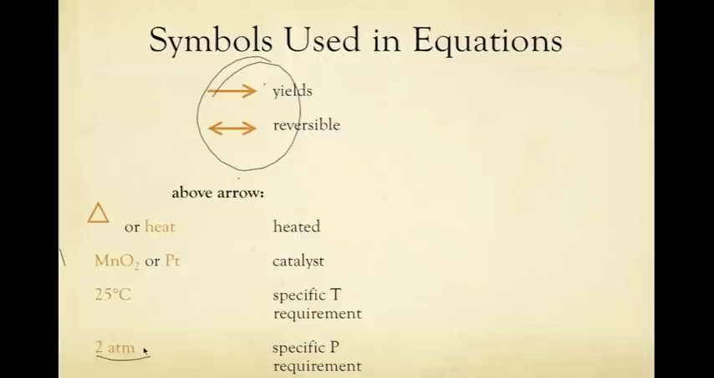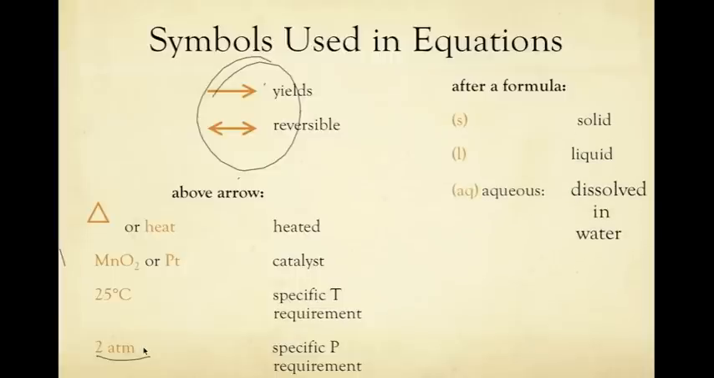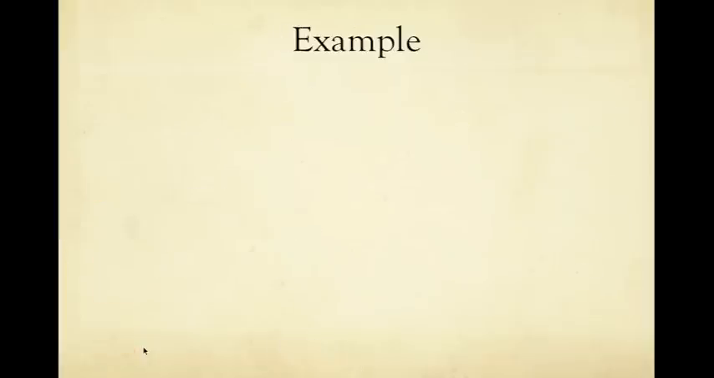If anything is written after the formula, so we're looking at each individual formula, if we see an S in parentheses, that means that it's a solid. L is a liquid. AQ is aqueous, meaning dissolved in water. And G is a gas. Okay, and that is just after the formula. Now let's go ahead and work some examples.